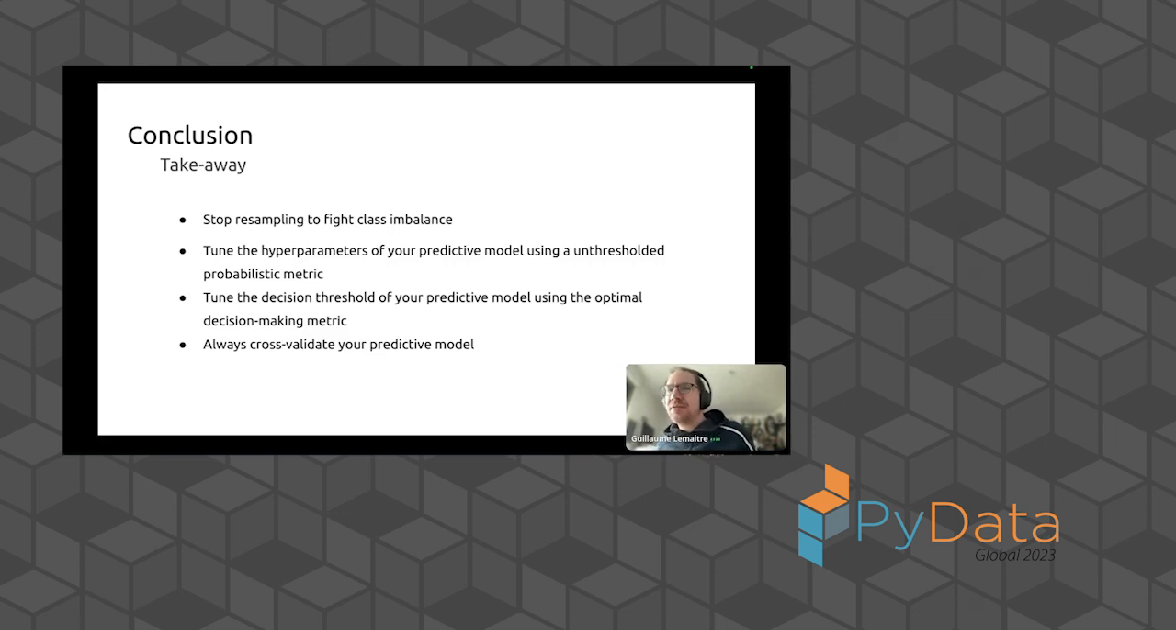The class weights, so I see, what about the class weights? Do they mess up the calibration? It's exactly a resampling under the hood. So it's messing up the calibration as well.